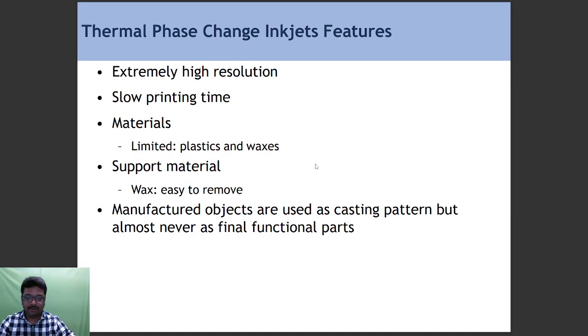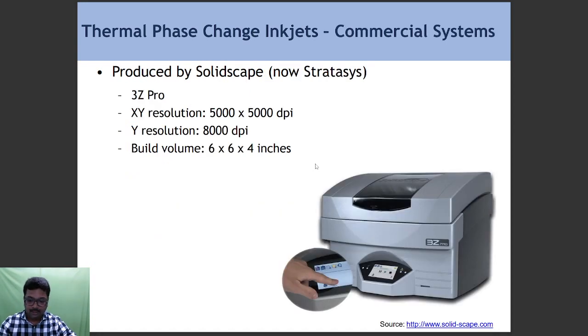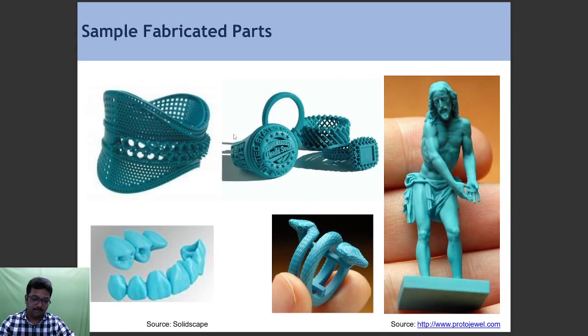As well, the manufactured object looks like a cast object. You people have heard of casting, where we pour molten liquid material into a mold and get the product as output. This is a model of a thermal phase changing jet printer, and these are some of the printer parts. You can see the craftsmanship. It looks really wonderful, like metal craftsmanship.